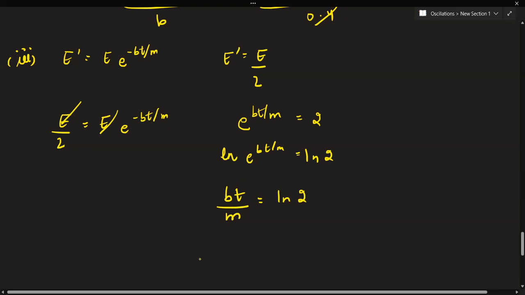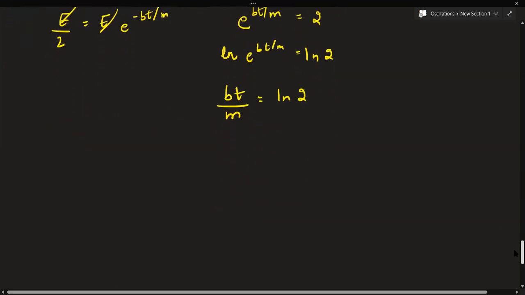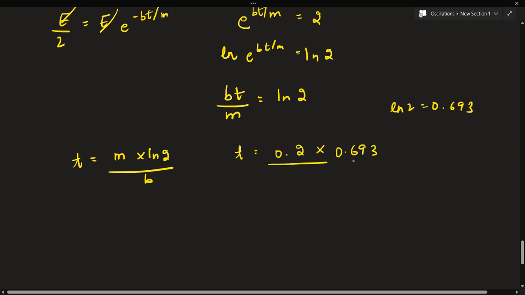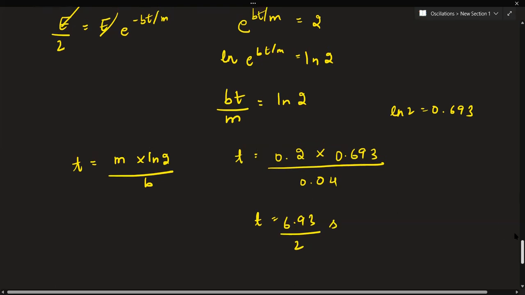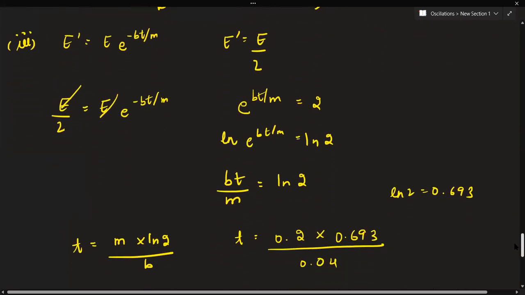So from here we can calculate the value of time. We have to find the time taken. So time will be equal to m multiplied by ln 2 divided by b. ln 2 is equal to 0.693, as I told you yesterday also. So time is equal to mass 0.2 times 0.693 divided by b. Constant is given to us as 0.04. So this will be 6.93 by 2, this much. Is this clear now? Yes, ma'am. Okay, so write this third part also in the notes.